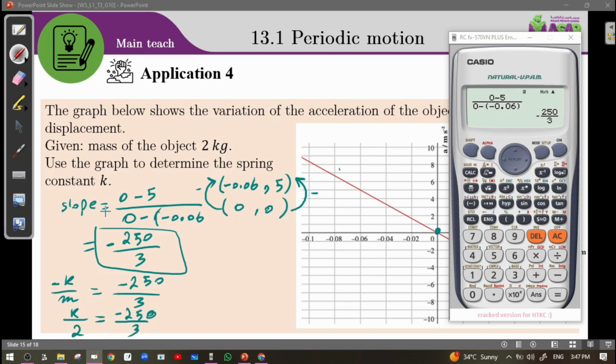Now we can multiply both sides by 2 to isolate the k, so times 2 and times 2. Now 2 with 2 would cancel out. On the right hand side, we need to multiply 2 times minus 250. So as a result, k is equal to minus 250 times 2 over 3. So we just multiply this fraction times 2.